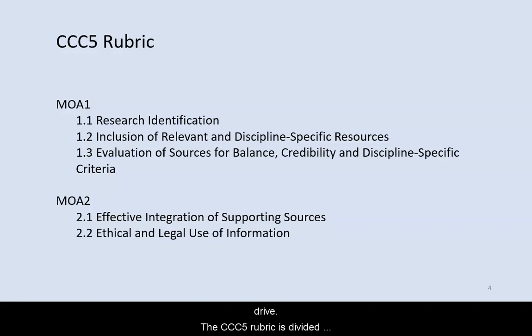The CCC5 rubric is divided into 2 MOAs, means of assessment, and includes the following: research identification, inclusion of relevant and discipline-specific resources, evaluation of sources for balance, credibility, and discipline-specific criteria, effective integration of supporting sources, and ethical use of information.